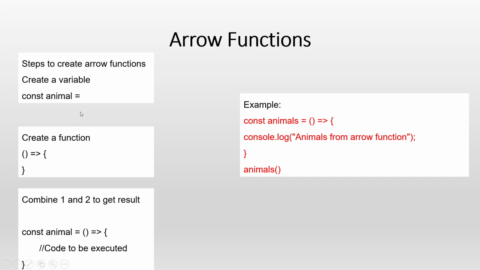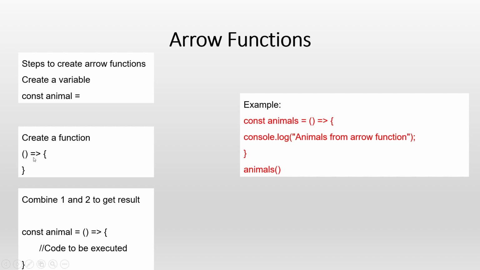To create an arrow function, we will do it step by step. First we are going to create a variable, const animal is equal to. So here we have created a variable and put the equal sign. In the next step, we have to open a parenthesis. After that, we have to write this arrow. That's how this function got its name. Here we use equal to and the greater than symbol, so this becomes an arrow. After that we use curly brackets.